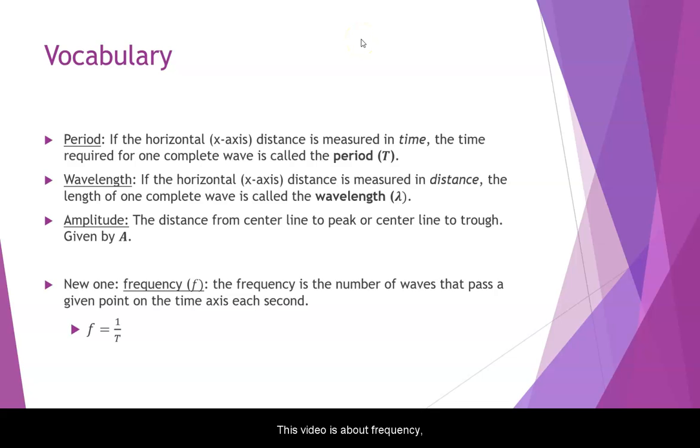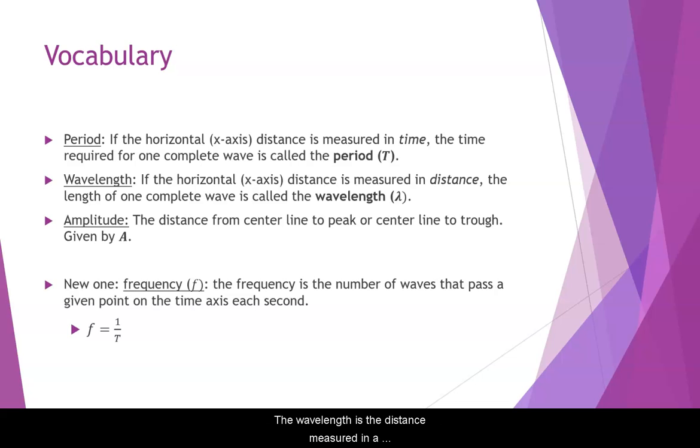This video is about frequency, wavelength, and velocity. We've talked about the period of a wavelength. The period is measured in time. It's the time required for one complete wave. It's represented by the capital letter T.